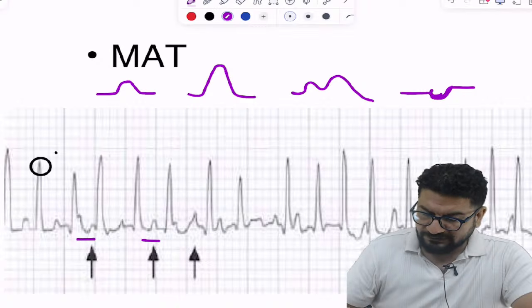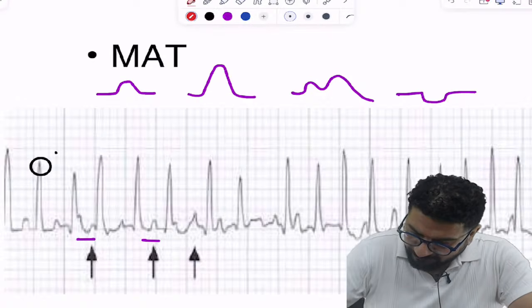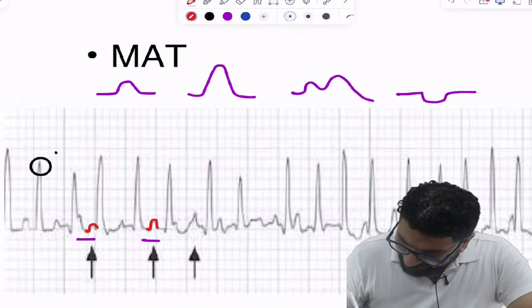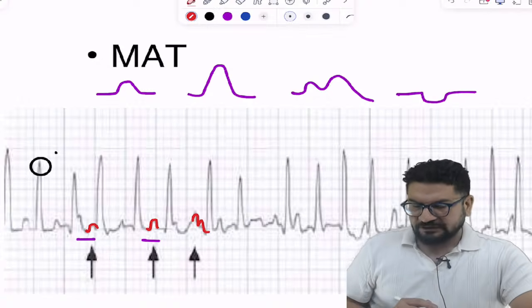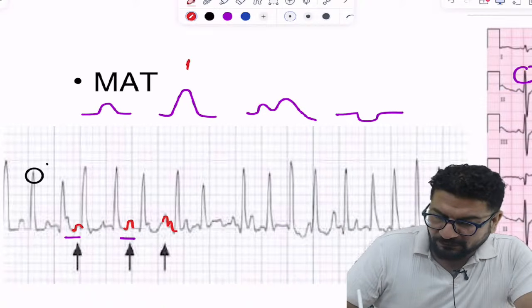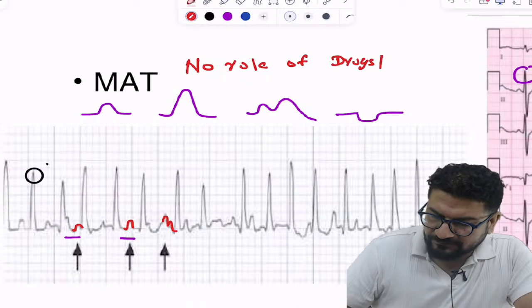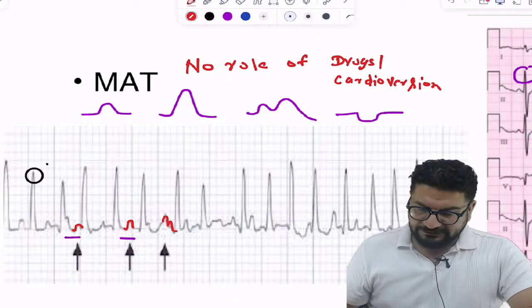So when you see more than 3 different types of P wave, like you can notice here this is first P wave, then you can notice second P wave, and here you can notice third P wave. It is called MAT. MAT means multifocal atrial tachycardia, and in MAT remember there is no role of drugs or cardioversion. We call this multifocal atrial tachycardia. Okay, let's move on to the third ECG.